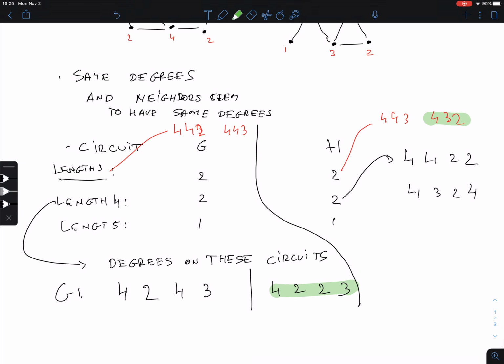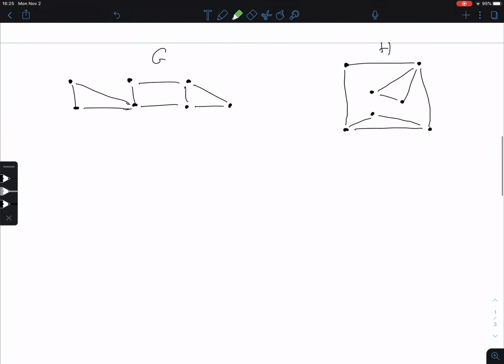Not just counting the number of paths, but also seeing what this path looks like, through which vertices of which degrees it goes. And that's how you tell them apart. Okay, I said a lot in words, I didn't write it down, but I hope you understand where I'm going with this. Okay, here's another one.